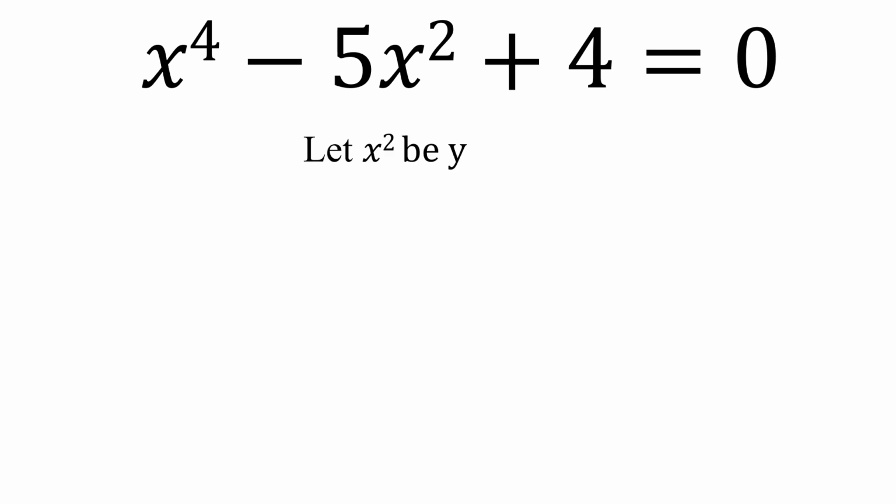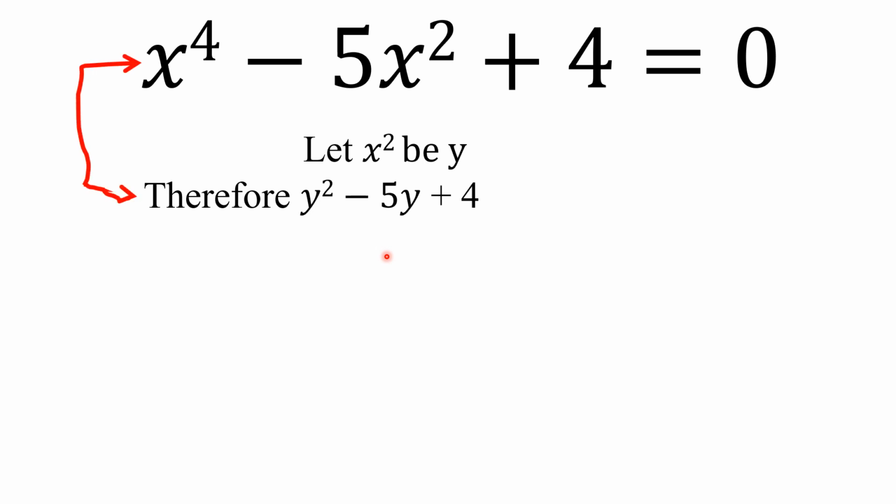You let x squared be y. So after letting x squared be y, our equation transforms to y squared minus 5y plus 4 is equal to 0. Then this is the same as that equation, right? These two equations are the same, because this equation now has y. If x squared is equal to y, that's the explanation for the transformation.